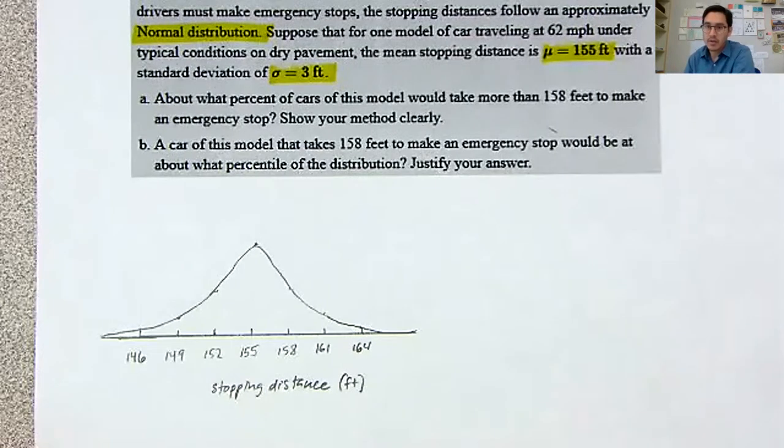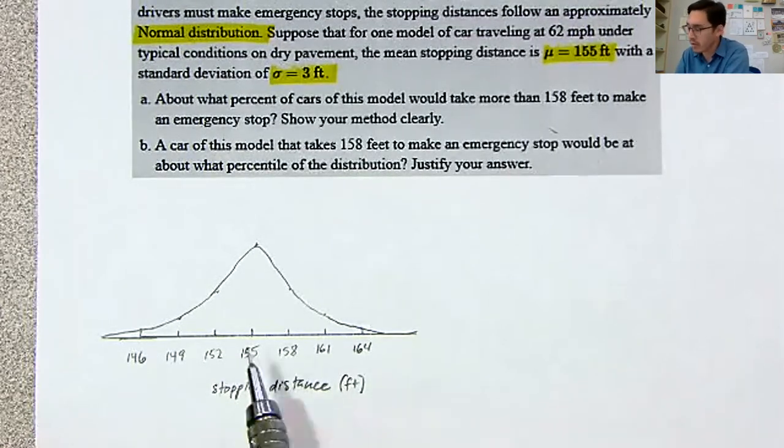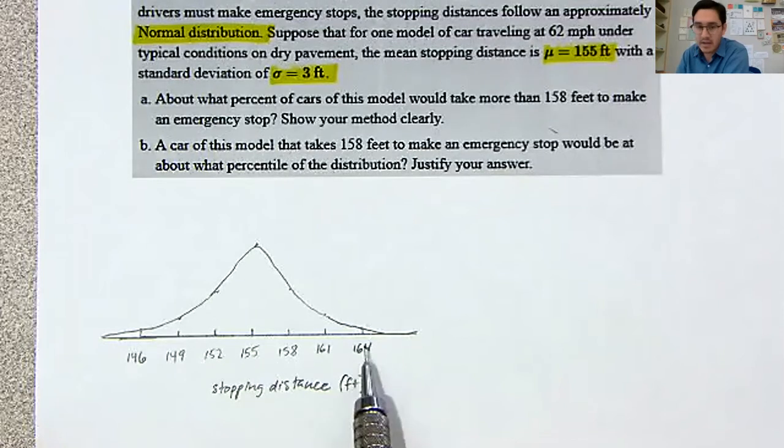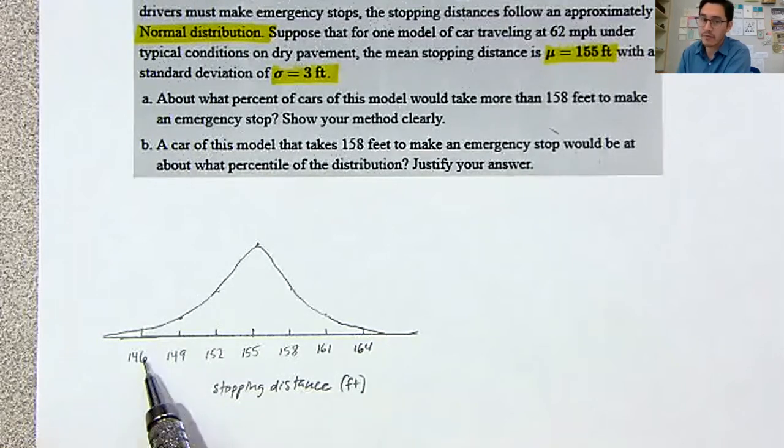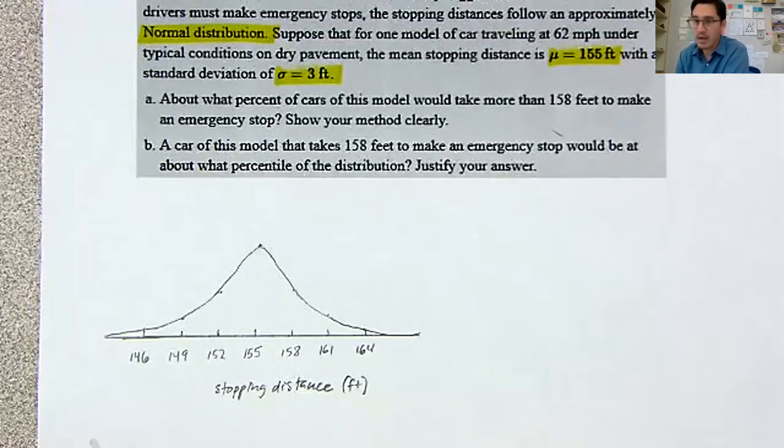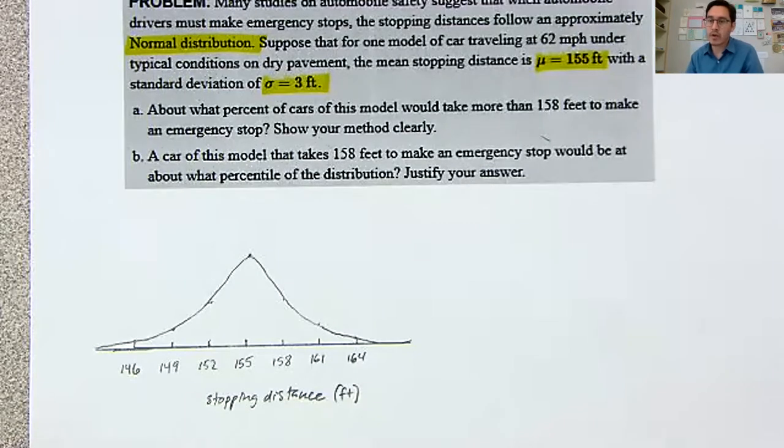Okay, so we would expect based on this model that your average or typical car will take about 155 feet to stop. The worst cars are going to take up to 164 feet to stop. And the best cars are going to take about 146 feet to stop. Okay, a lower number is better in terms of stopping distance. All right, so now that we've drawn the model, let's answer some questions about the stopping distances.